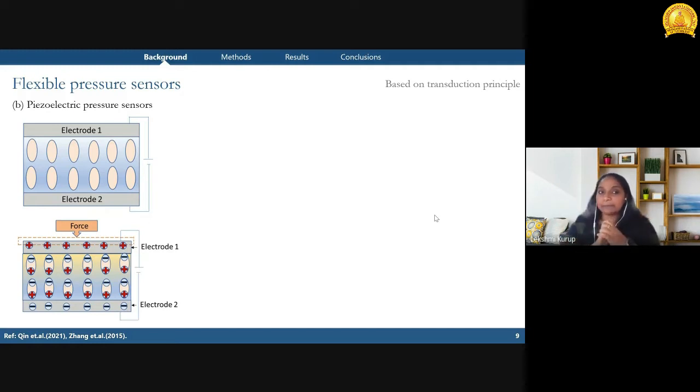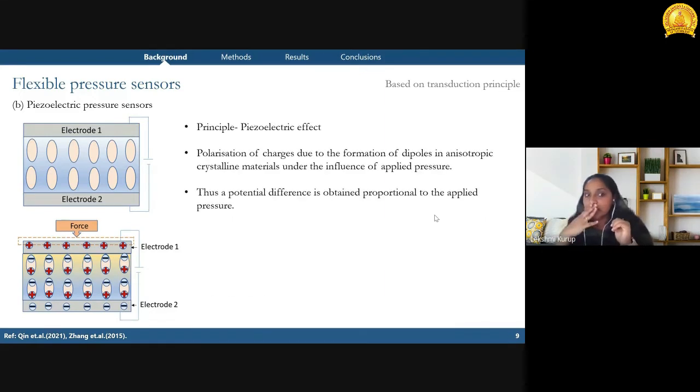So piezoelectric pressure sensors can be fabricated only using anisotropic materials, because the charges are randomly distributed. When we place a piezoelectric material between two electrodes and we apply a pressure, what happens is that the electric field applied causes the charges to move in such a way that electric dipoles are formed. So polarization occurs and electric dipoles are formed.